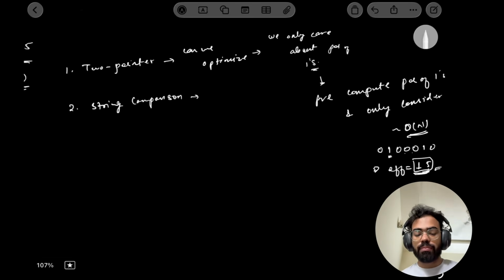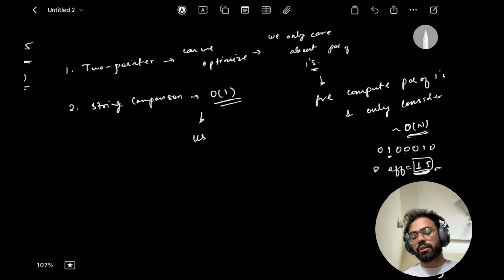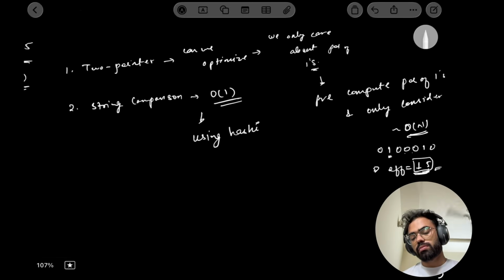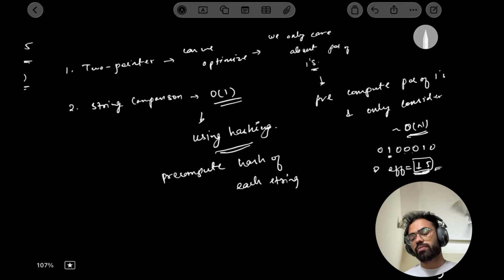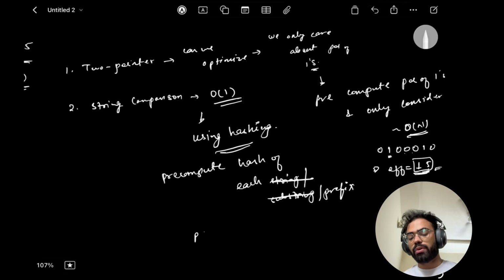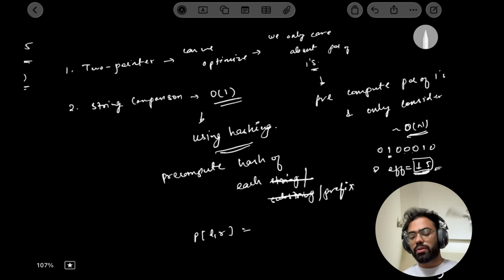Now, second is string comparison. How can you compare the strings in O(1) time complexity? Using hashing. First, you need to pre-compute the hash of each prefix. Then, if you need the hash of L comma R, you can say prefix of R minus prefix of L minus one.